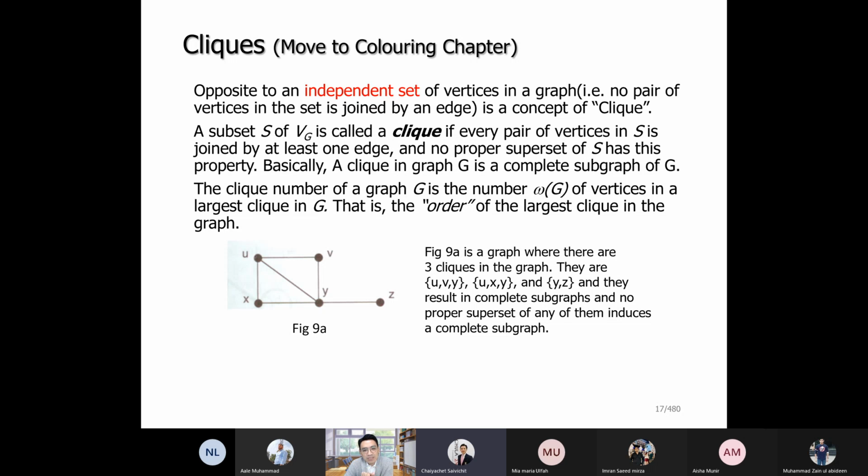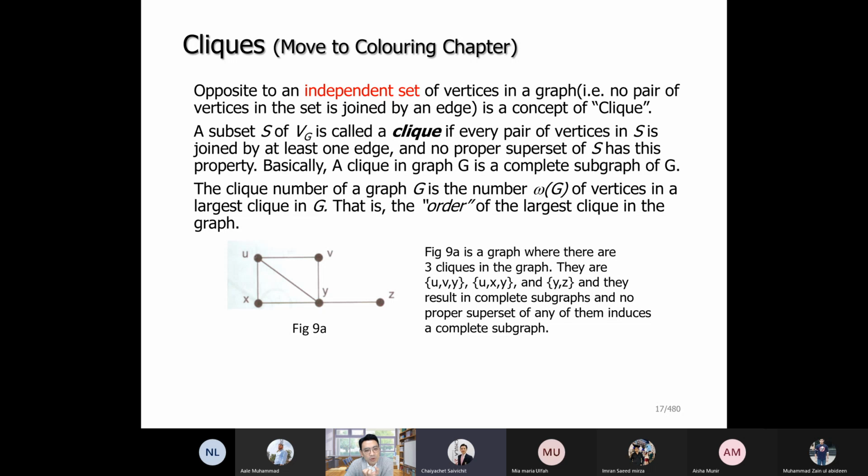if every pair of vertices in S is joined by at least one edge, and no proper superset of S has this property. Basically, a clique in a graph is a complete subgraph of G. So think about clique. What could be a clique from this 9A?